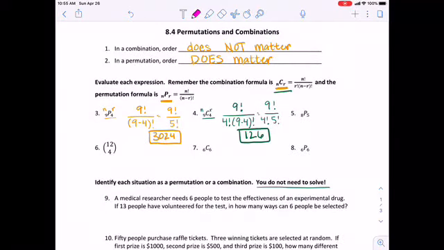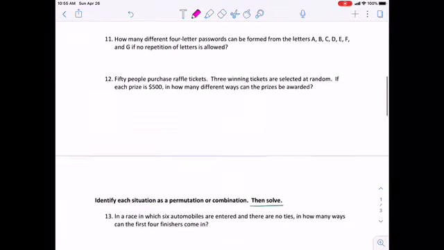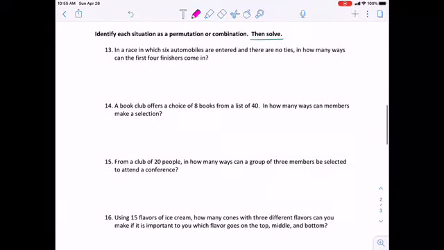All right, today we're looking at assignment 8.4, Permutations and Combinations, and I just want to talk about a few of these story problems. So look down at problem 13, which says, in a race in which 6 automobiles are entered and there are no ties, how many ways can the first 4 finishers come in? So in this case, we have 6 cars and we're going to choose 4 of them to be winners, but we first need to decide, is this a permutation or a combination?